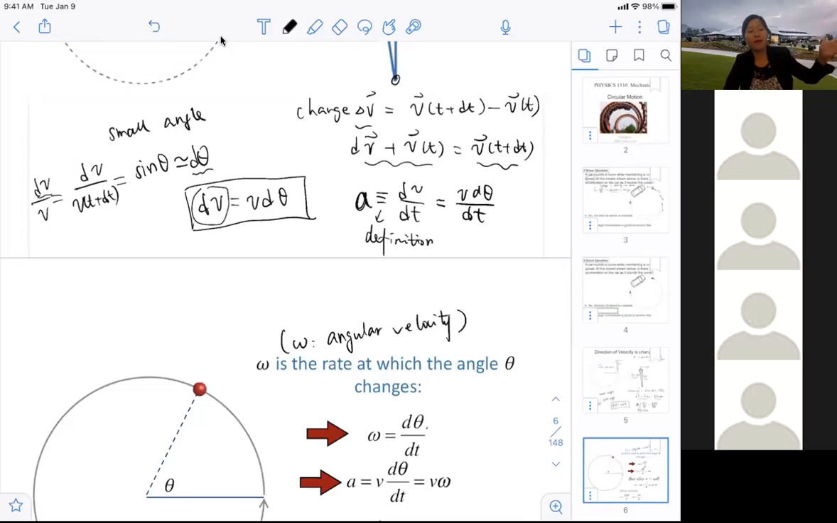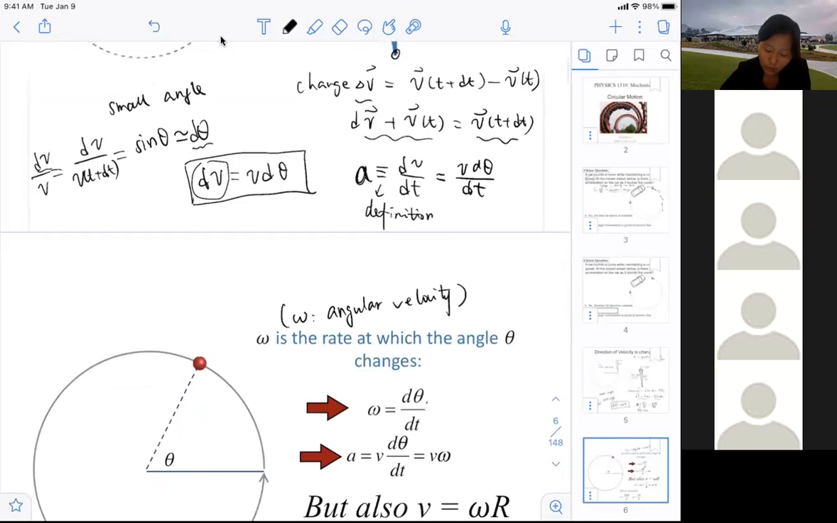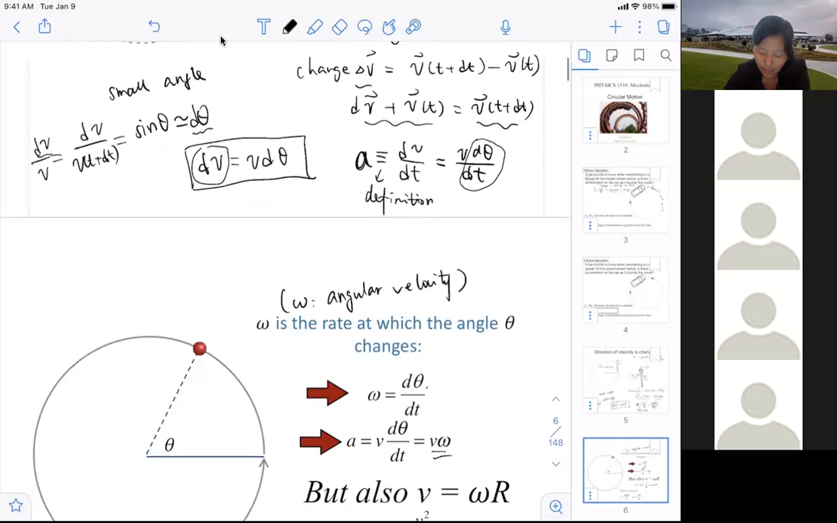So it is how fast the angle changes over time, as opposed to how fast your distance changes over time. That's your linear velocity, right? 5 meters per second. Here it is 90 degrees per second. So that is your angular velocity omega. Having that, you can rewrite your d theta over dt using omega. So that becomes v omega. Okay, but there is one more condition, that your linear velocity and your angular velocity are related by the radius r.